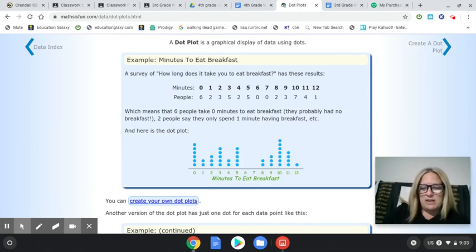I hope we have a better understanding. Please let me know if you have any questions. And if you are zooming with me, we're going to look at this a little bit more, and I'm going to ask you a couple more questions based on the dot plot.